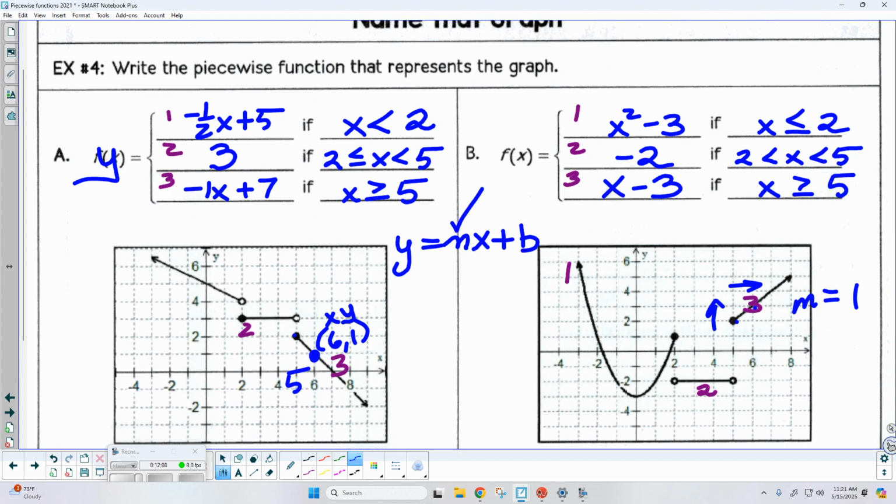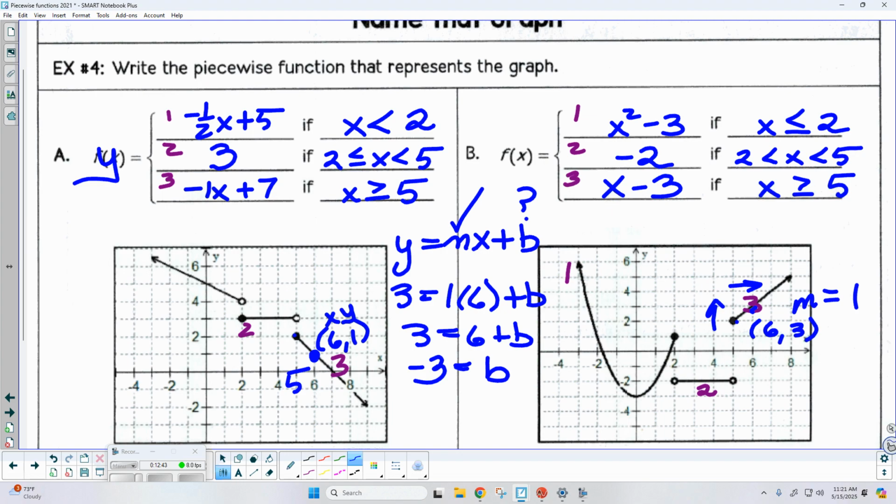Okay, now we just found the slope by looking at the function. We don't know what the y-intercept is. All I need are an x and a y that I can plug in. So give me a point from that ray. Okay, so let's use (6, 3), this point right here. So let's plug in. The y value is 3 equals, we found m to be 1, times x, which is 6, plus b. So 3 is equal to 6 plus b. So 3 minus 6, that's where we got the negative 3 from.